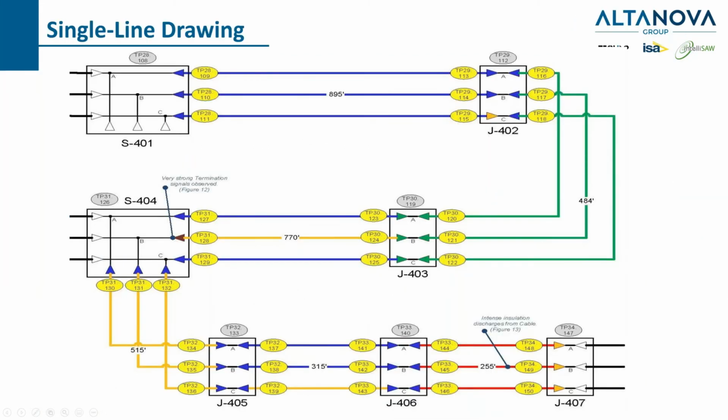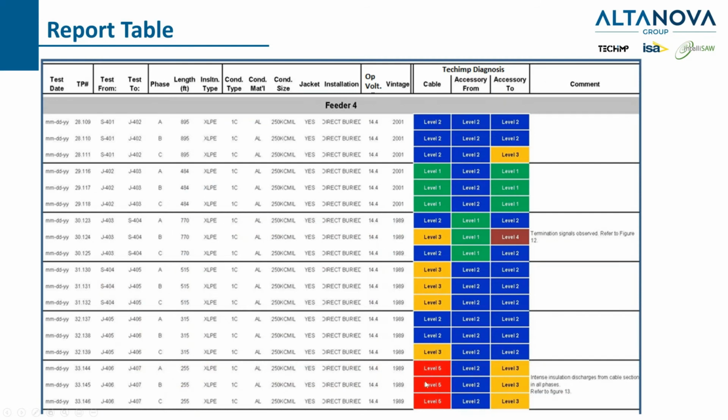So let's go down to one more. And what do we got here? Uh-oh. We have level 5, level 5, level 5. Uh-oh. And it's our cable. We have level 5 in all 3 phases.